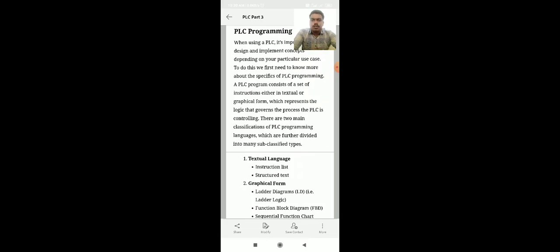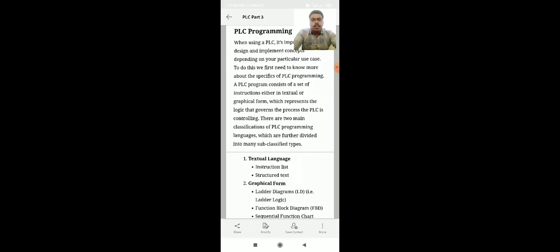These instructions are set in either textual or graphical form, which represents the logic that governs the process the PLC is controlling. So the instructions are set in a graphical manner and a textual manner. We have to use these instructions with logic so that the PLC can be used for controlling.